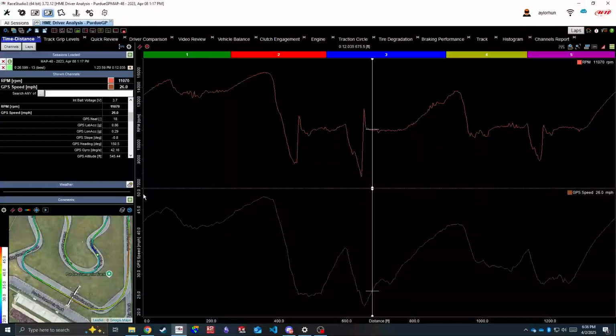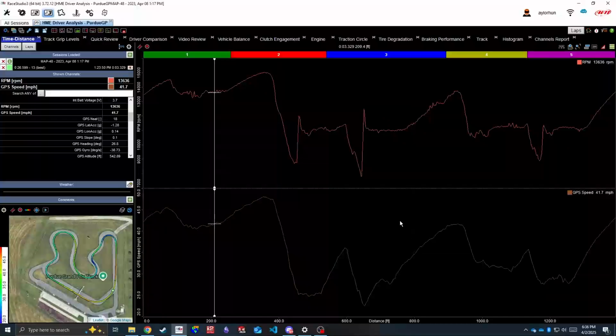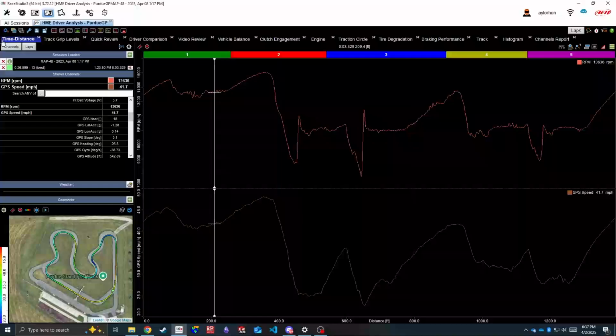Well, luckily, the Mychron records all of this RPM data, and we can load it directly into RaceStudio 3 in order to see a plotted chart of this data across a single or multiple laps. Now, a really simple way, especially if you're just trying to get a quick idea for where your clutch engagement is sitting, is to pull up the time distance plot and select your RPM and GPS speeds and plot them versus the distance or time of the lap.